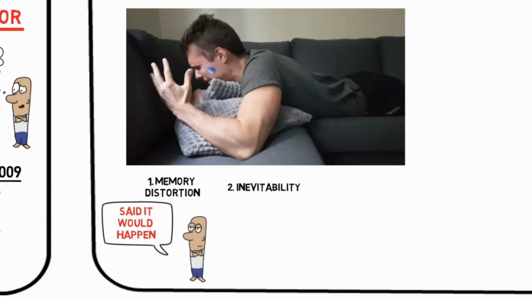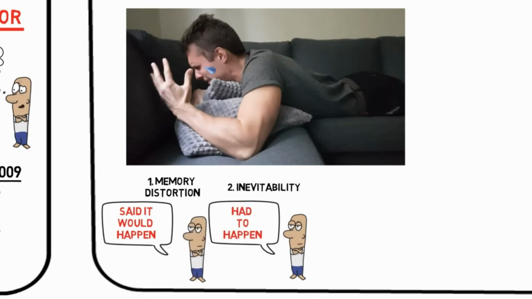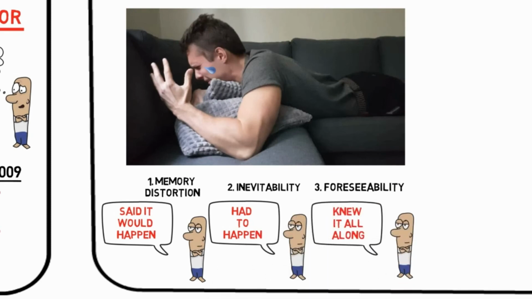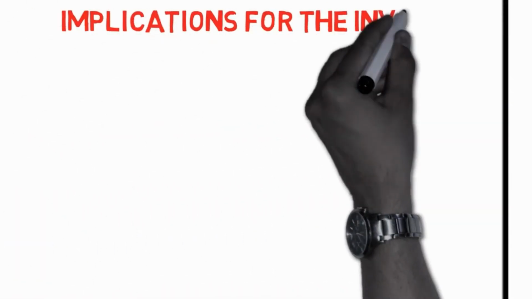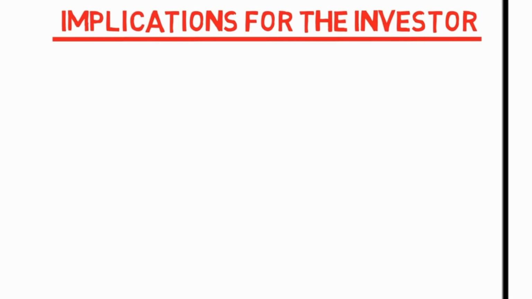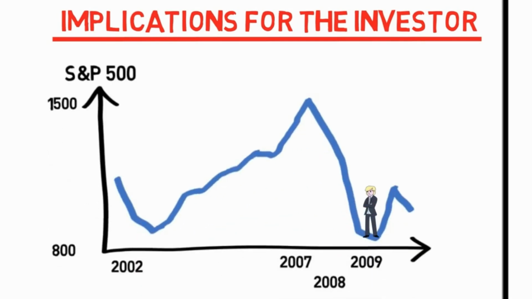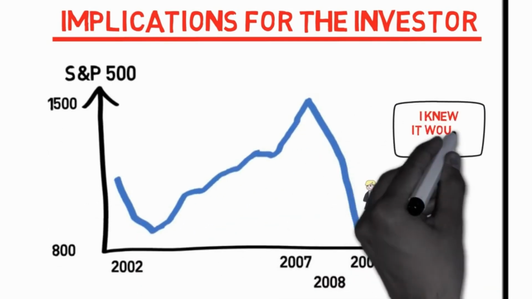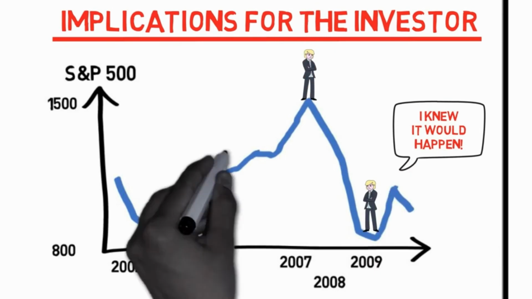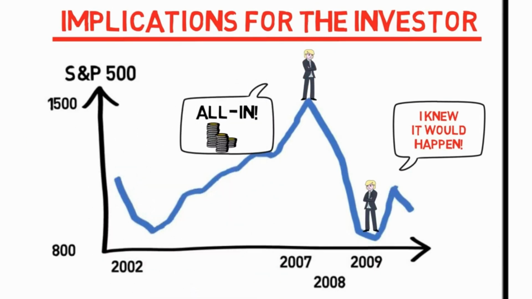2. Inevitability. We think that it was inevitable. It had to happen. 3. Foreseeability. We think that we could have predicted the outcome. I knew it would happen. Implications for the investor. Almost every professional investor after the 2008 market crash thought that it was foreseeable. Yet almost all of them were fully invested when the market peaked in October of 2007. This can only be explained by hindsight bias.